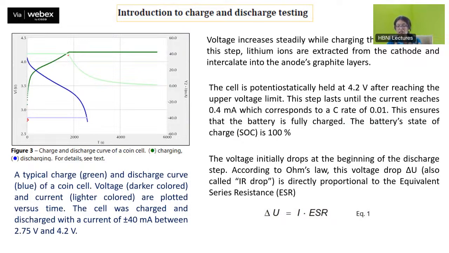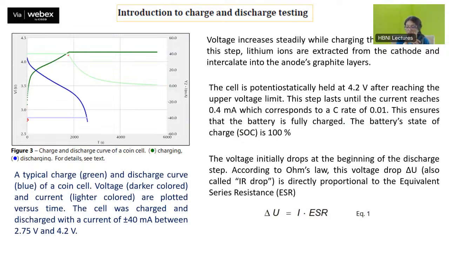Now, how long is it going to be held? Until the current reaches around 0.4 milliampere, which corresponds to a C rate or discharge rate of 0.01. So this ensures your battery is now fully charged. The battery state of charge is right now 100%. Now after this your charging step is done and your discharge is starting. Before the discharge starts, the voltage will drop at the beginning of the discharge step.